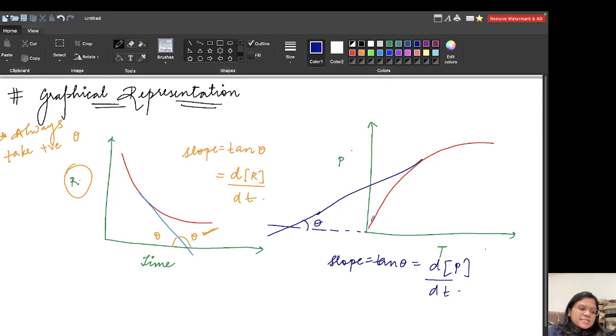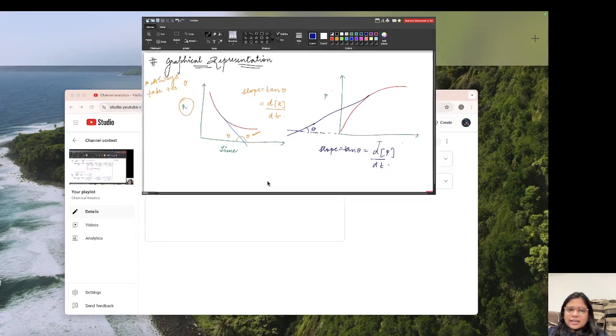So I think in the next slides we will do more questions regarding this, as well as factors affecting rate of reaction. I hope everything is clear in this. We'll again revise it in the next slide. Thank you so much.